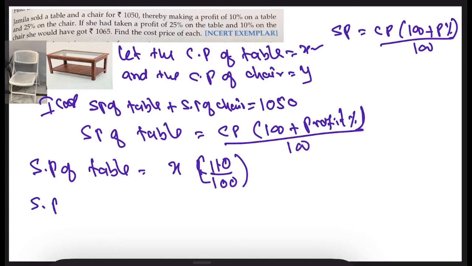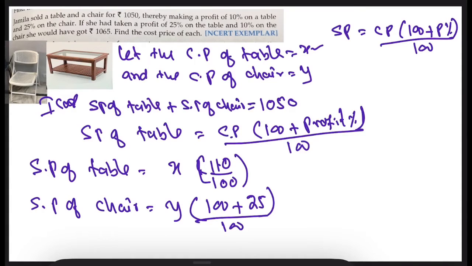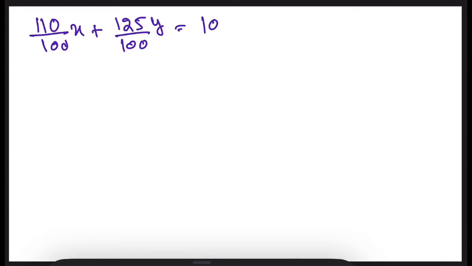Now, SP of chair, let us take chair, that equals to CP, which is Y, into 100 plus profit, which is 25 upon 100, that equals to Y into 125 upon 100. Okay. Now, together 110 upon 100 X plus 125 upon 100 Y equals to 1050. This is the condition of first.